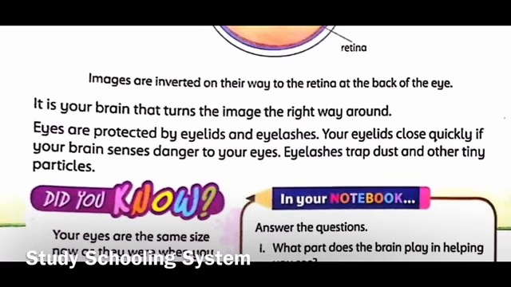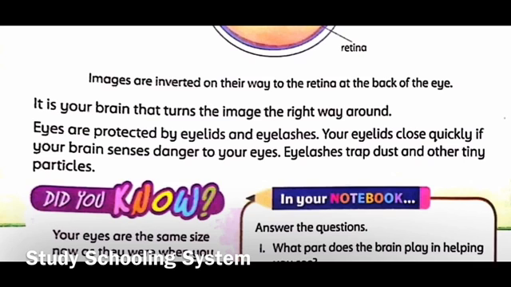Number 1, for your eyelids. Your eyelids close quickly if your brain senses danger to your eyes. So not only do we blink on a daily basis, but whenever you get scared or anything, you always close your eyes, right? That is the automatic impulse that your eyes have.